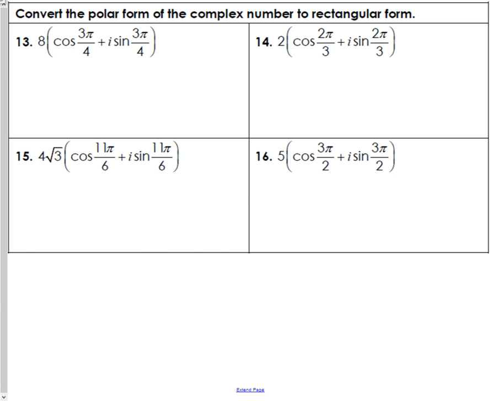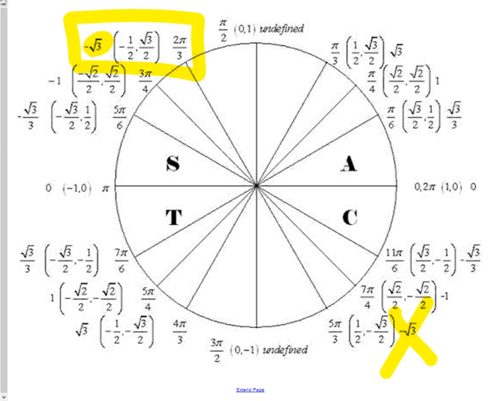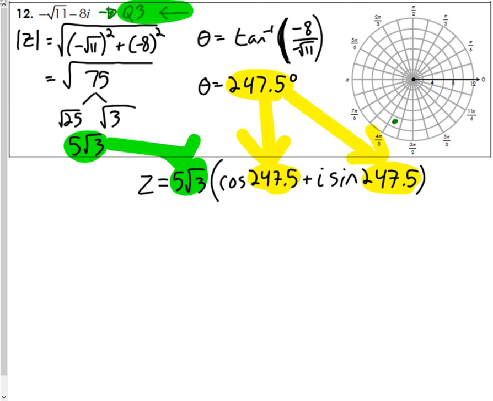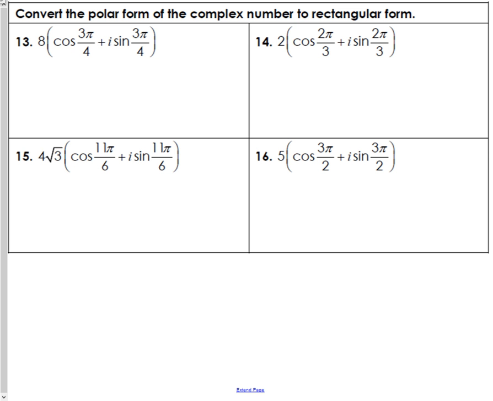So 3 pi over 4 is our angle. Again, jumping back to the unit circle to find that. 3 pi over 4, there it is. So our cosine is going to be negative root 2 over 2, and sine will be positive root 2 over 2. Wrong slide. So we still have an 8 hanging around for now.